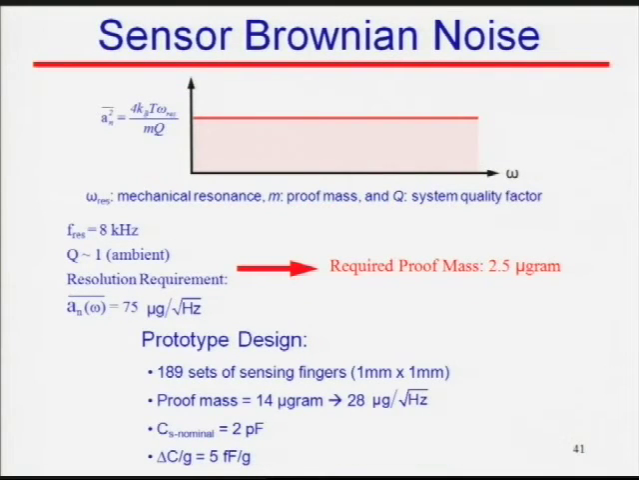So one thing I want to talk about here is, when you design a sensor, this type of sensor has its own noise limitation. We call it Brownian noise. You have a suspended mass supported by a mechanical spring. Under room temperature, the mass vibrates.